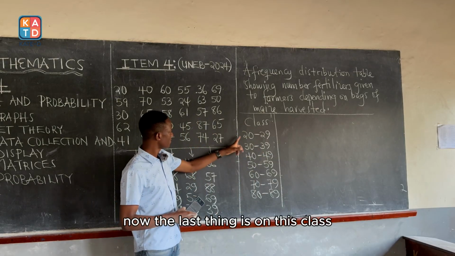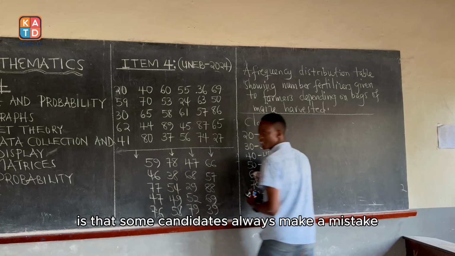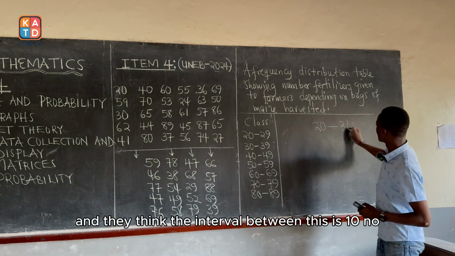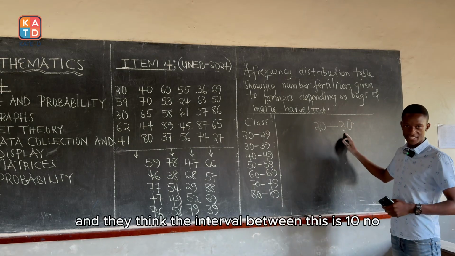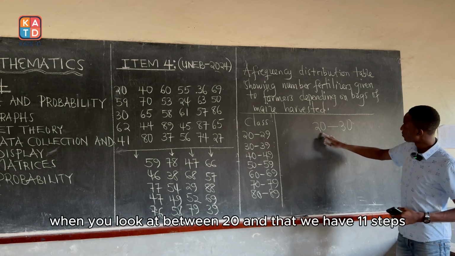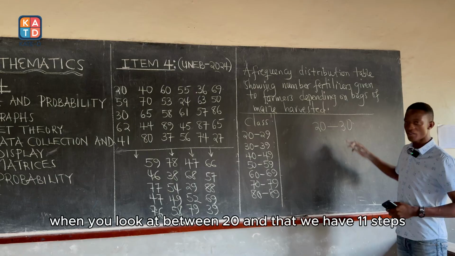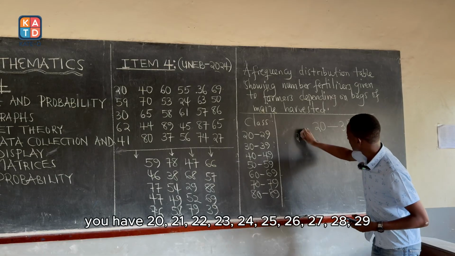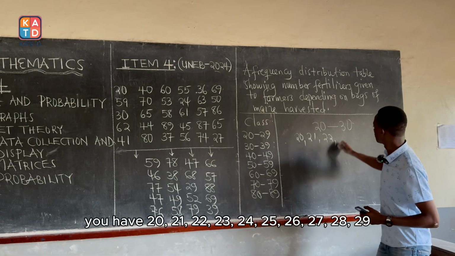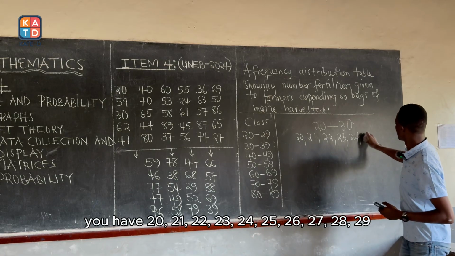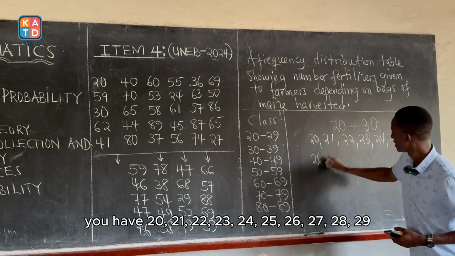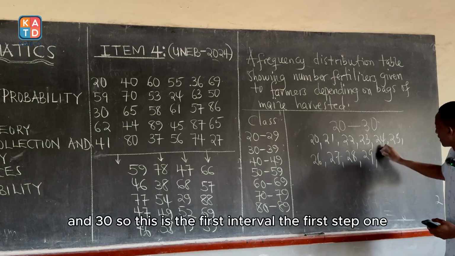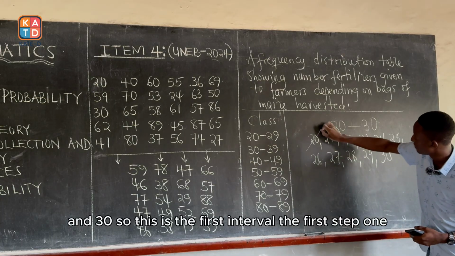Now, the last thing on this class is that some candidates always make a mistake. They write 20 to 30 and they think the interval between this is 10. No. This is wrong. When you look at between 20 and 30, we have 11 steps. So the best way of analyzing this is listing: you have 20, 21, 22, 23, 24, 25, 26, 27, 28, 29, and 30. So this is the first interval.